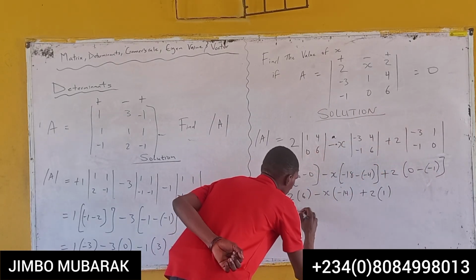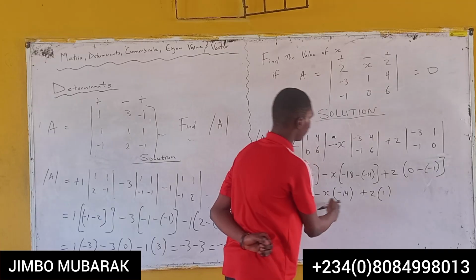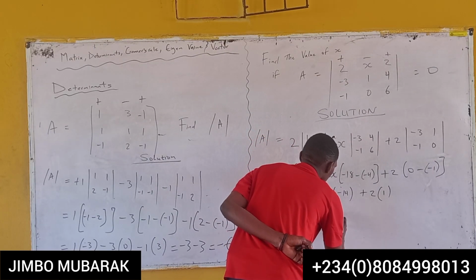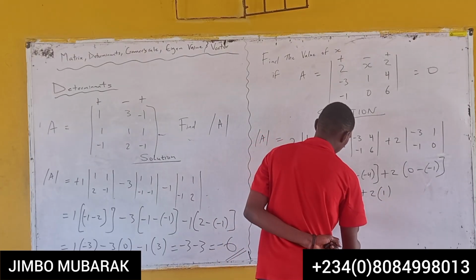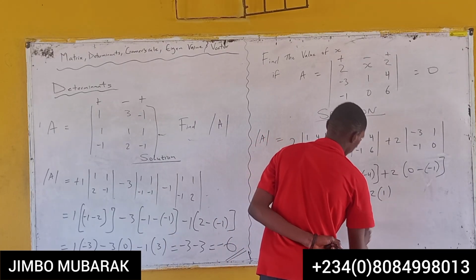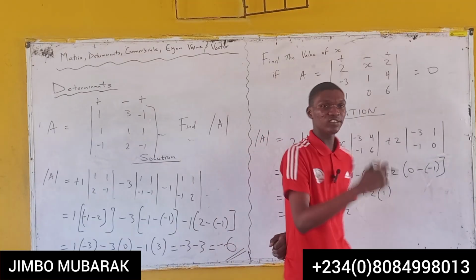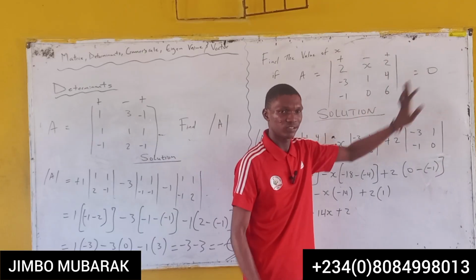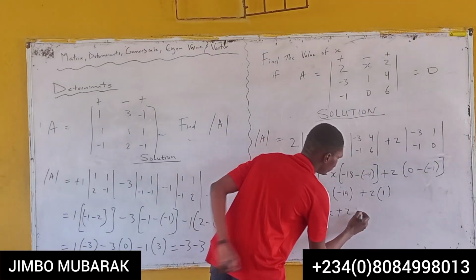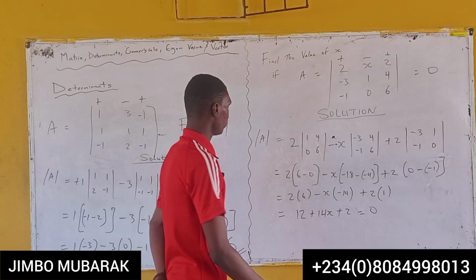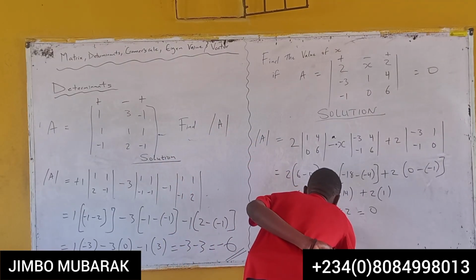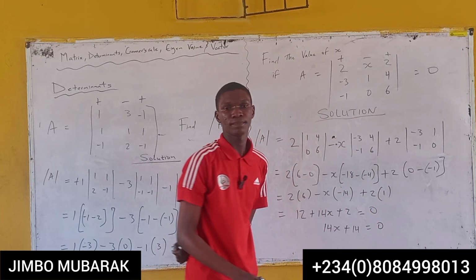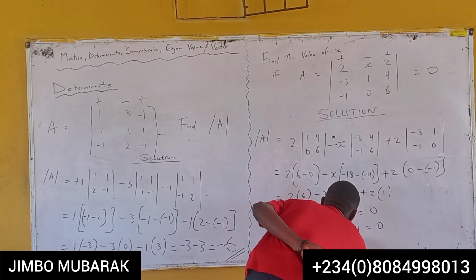That will be equal to 2 times 6. Minus x times minus 14 is plus 14x. Then plus 2 times 1 is plus 2, equal to 0. Why do we say equal to 0? Because they've given us in the question that it is equal to 0. So we can simply equate it to 0. So 14x plus 14 is equal to 0, right?